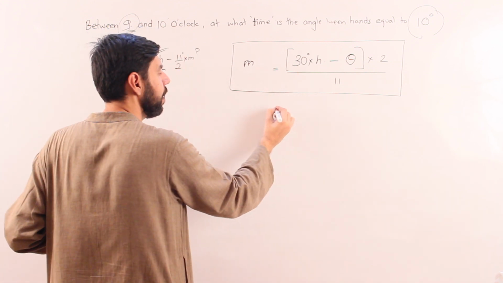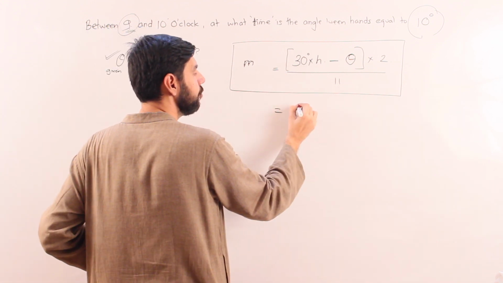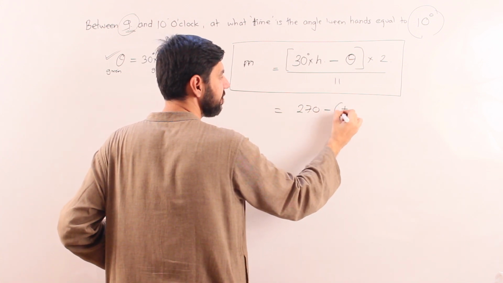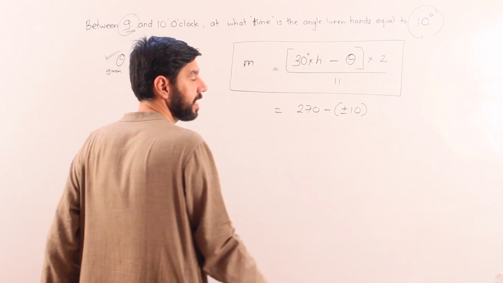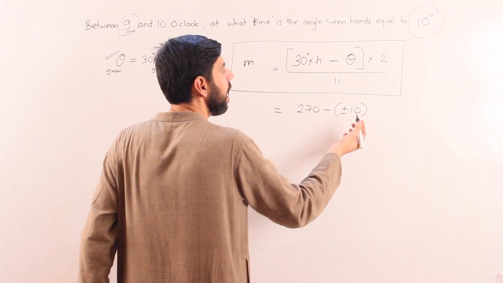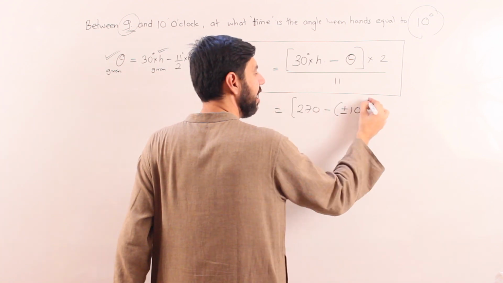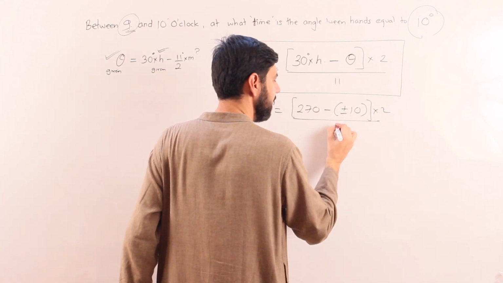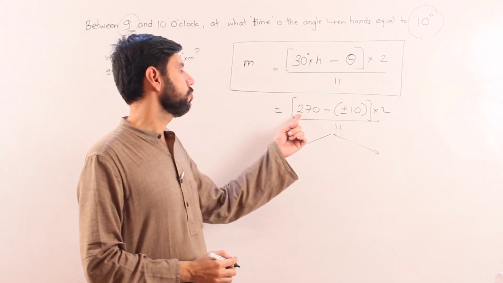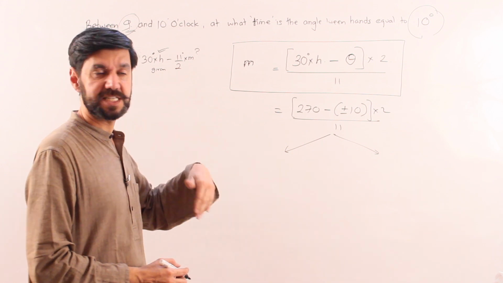A little quick. So 9 into 30, you should be able to write this in one go. Minus, we have discussed that the angle will have to be taken twice. There will be two times when the angle will be 10 degrees, right? And this thing will have to be doubled, divided by 11. So two branches. Orally, students, 270 minus 10, 260.